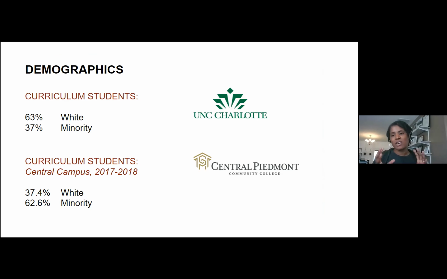So just to know the benefits of what we're talking about here, looking at the demographics. Currently at UNC Charlotte, in terms of curriculum students, it's about 63% white and about 37% minority. Central Piedmont is almost the exact opposite, 37.4% white and 62.6% minority. So as we start to create these pathways for these students to flow from one to another, it automatically is going to start changing the complexion of architectural education because it's increasing access.